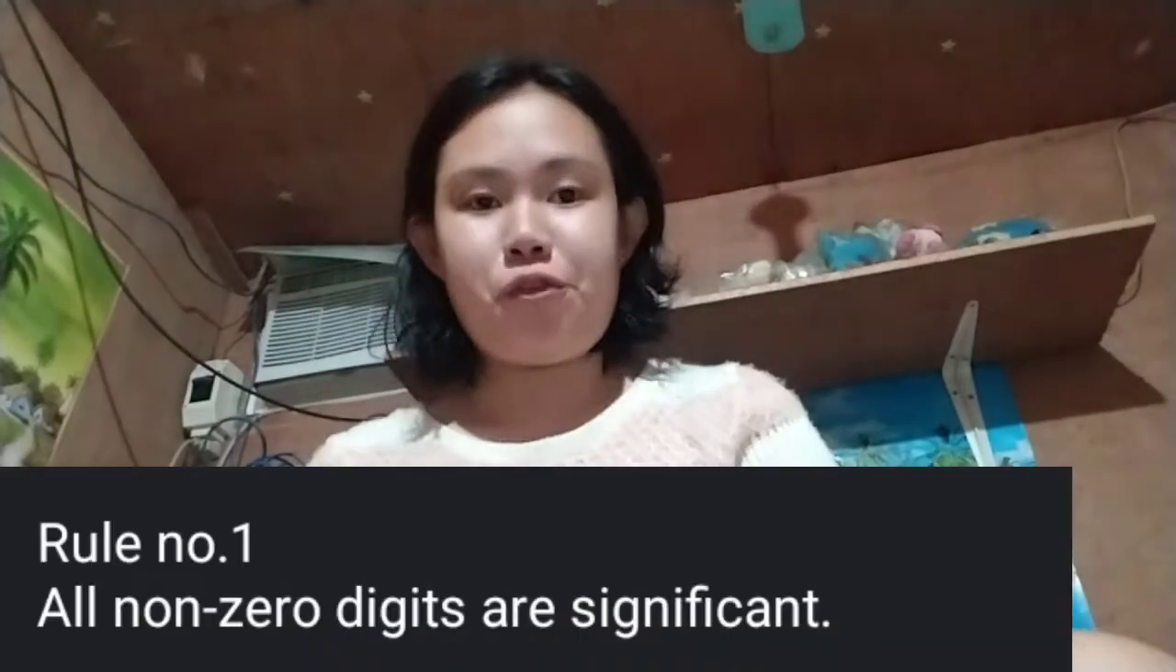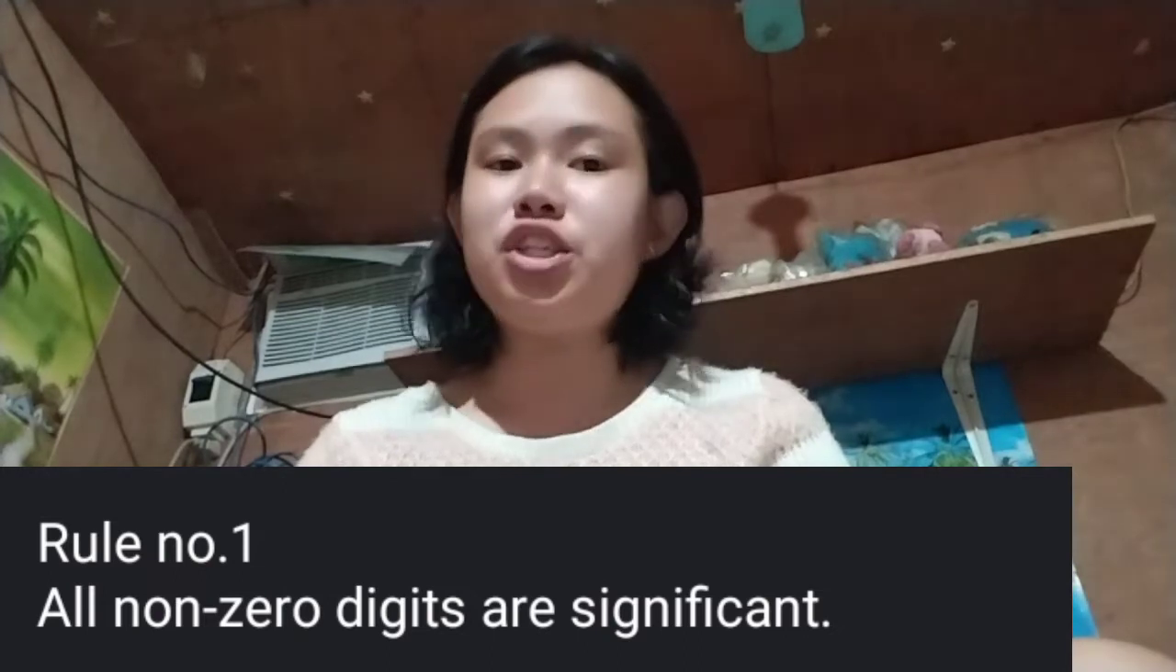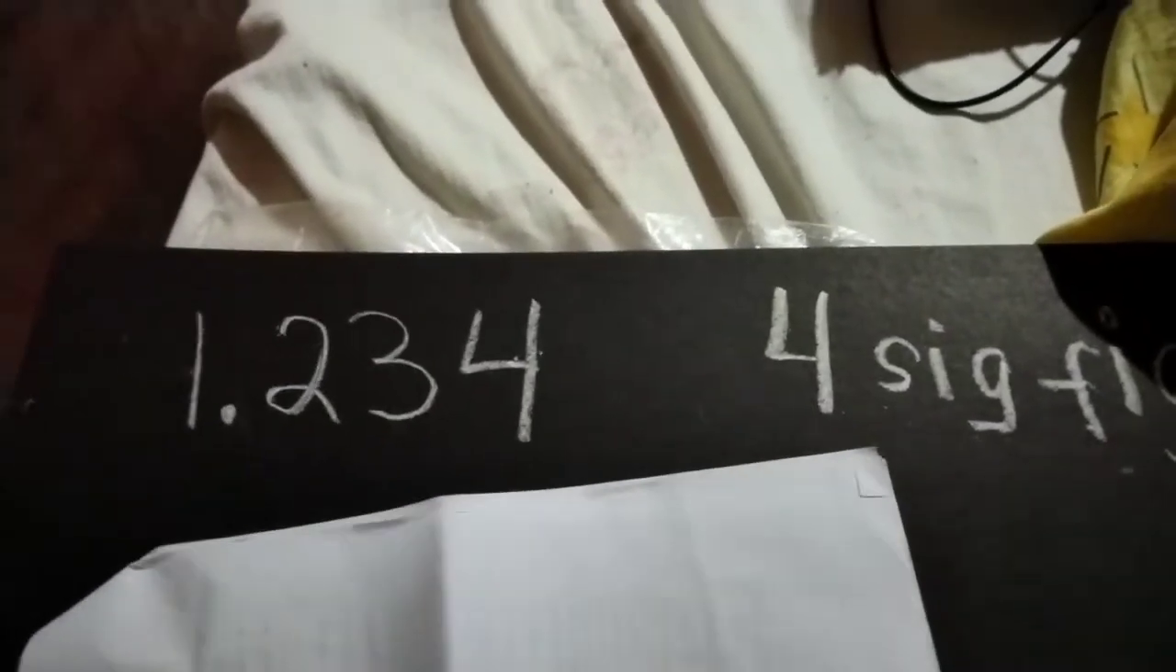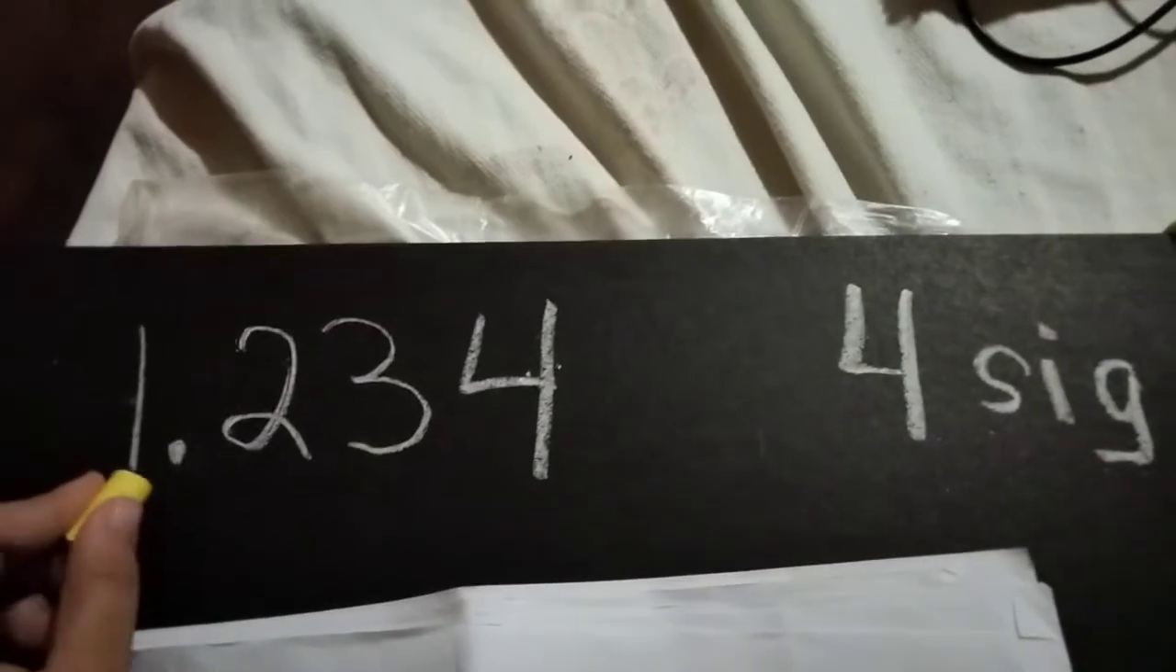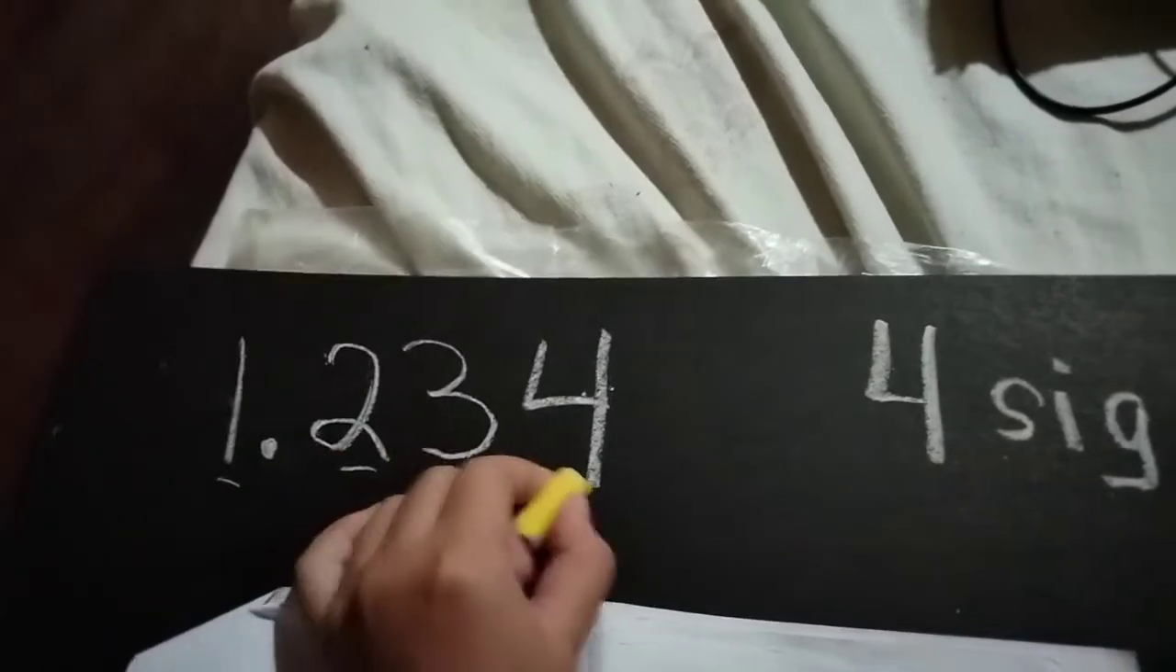There are rules in significant figures. Rule number 1: all non-zero digits are significant. Looking at this first example, as you see, there is no zero. So these numbers are significant. If you count that, 1, 2, 3, and 4. So this example has four significant figures because there is no zero.